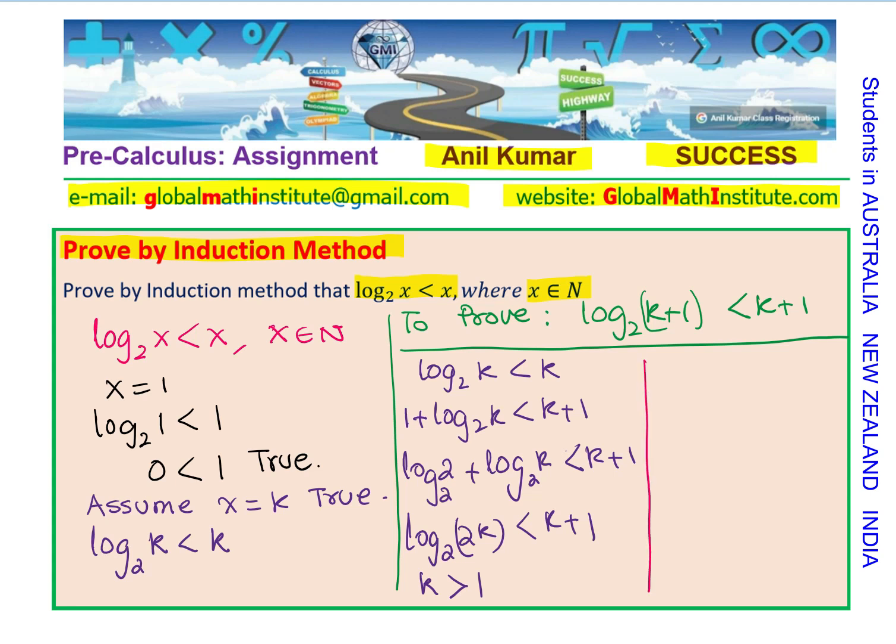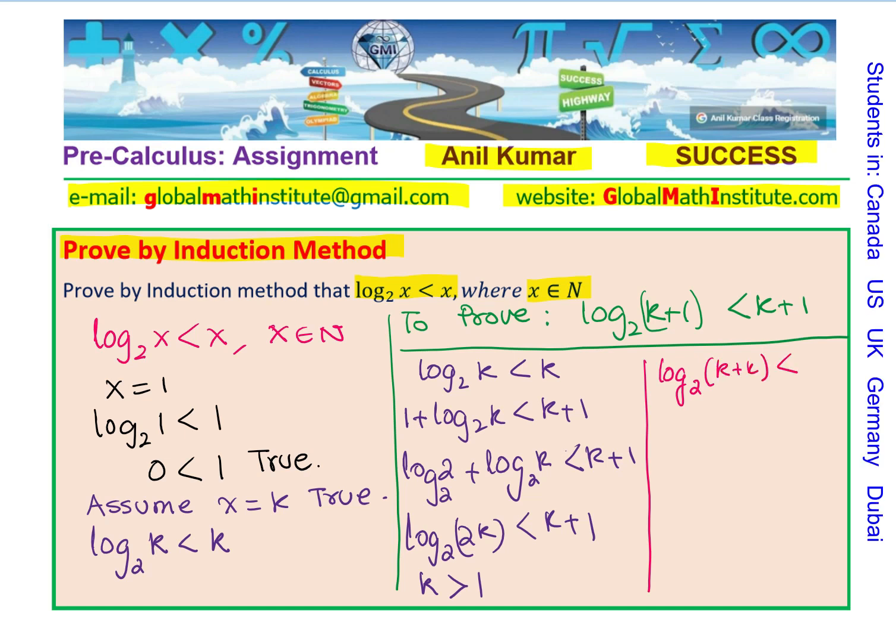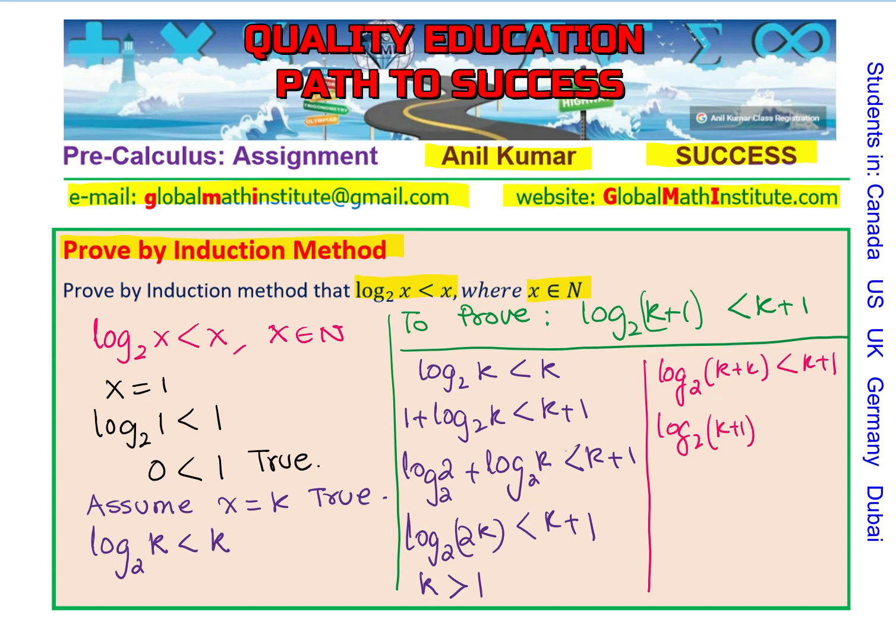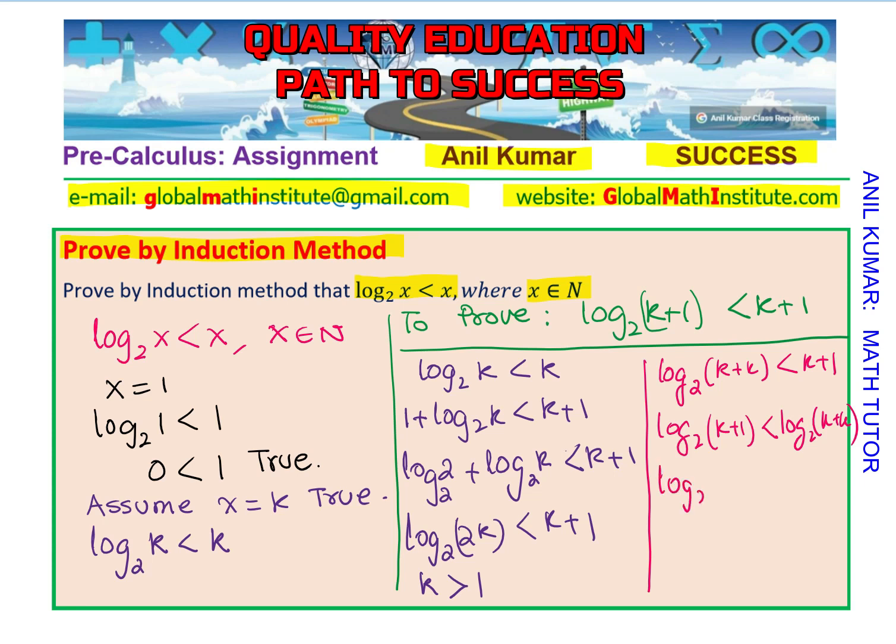So what does it mean? It really means that log to the base 2 of 2k, where 2k means k plus k, is less than k plus 1. Since k plus k is greater than k plus 1, we know that log to the base 2 of k plus 1 will be less than log to the base 2 of k plus k. And therefore, from statements 1 and 2, we can say that log to the base 2 of k plus 1 is less than k plus 1. Is that clear to you?